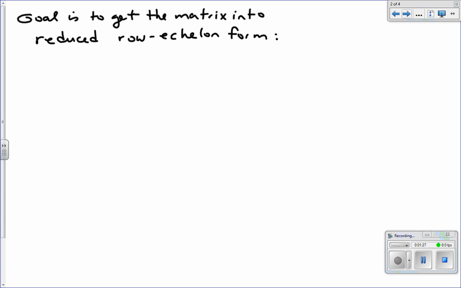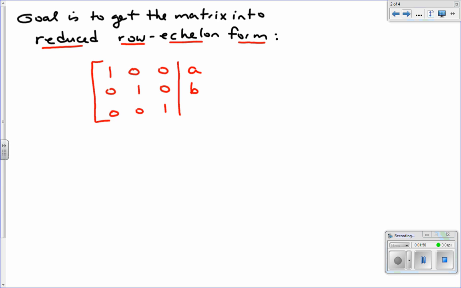Our goal is to transform that matrix into reduced row echelon form. Reduced row echelon form for a 3 by 3 system looks like this. This part looks familiar. This is the identity matrix. So we want to get the matrix into that form, where we'll have some real numbers on the right side, which might be zero. Then we can say that x is equal to whatever value a is, y is equal to whatever value b is, and z is equal to whatever c is.